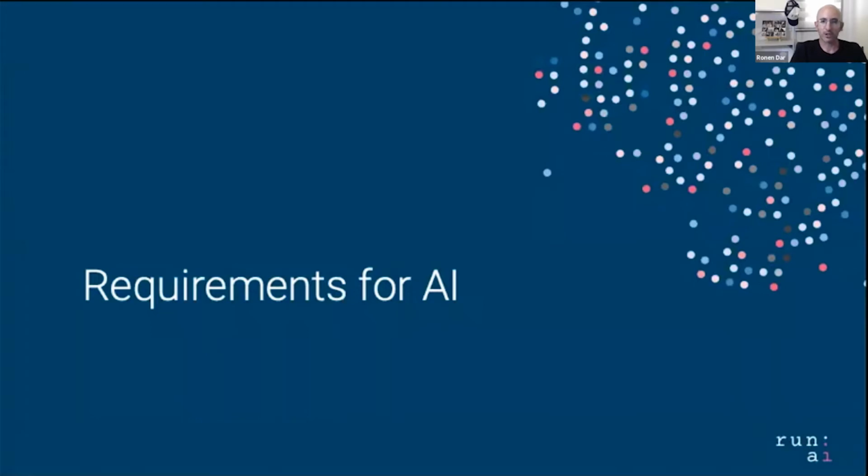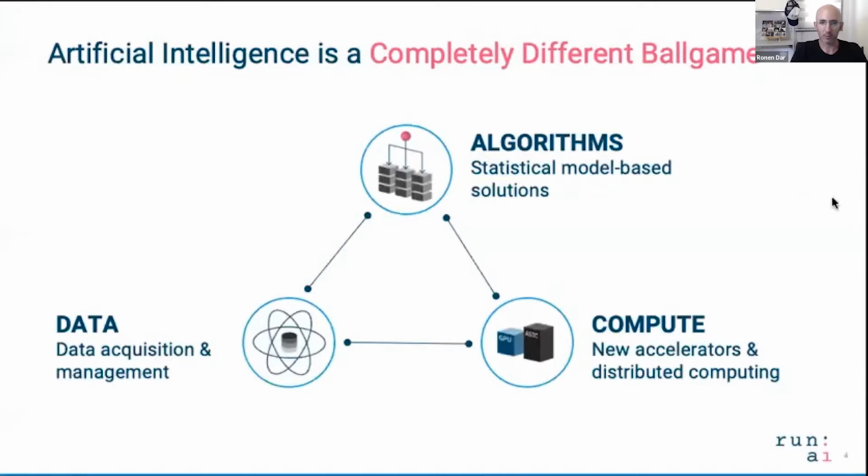So let's start with the requirement for AI. Artificial intelligence is a completely different ballgame compared to what we've seen until now in the tech industry in terms of development and productization of software products. It combines three major components: data, algorithms, and compute, each bringing new challenges to the enterprise.